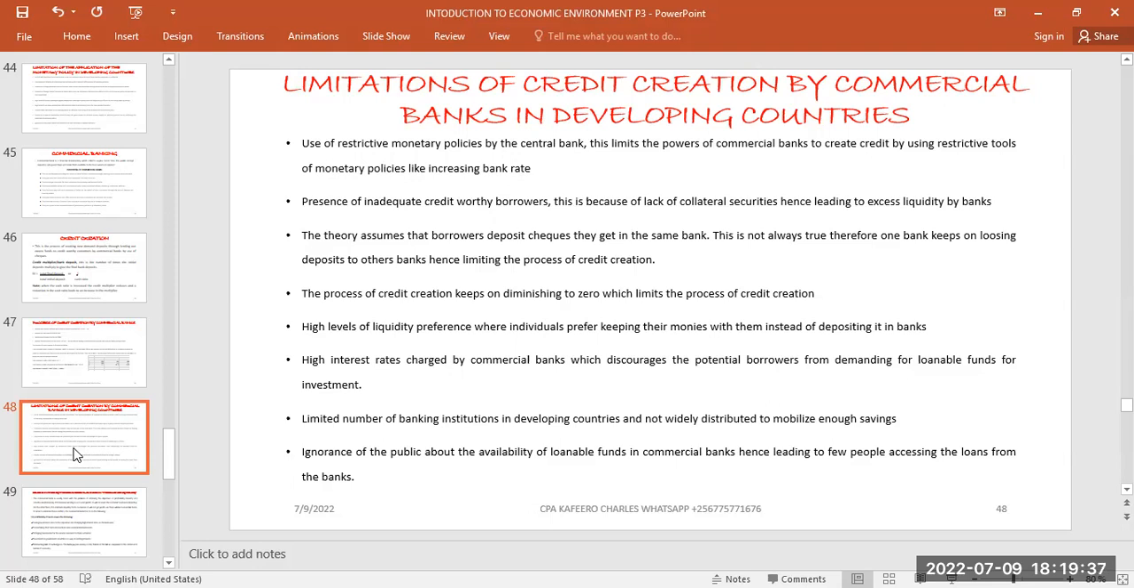Then the other one is ignorance of the public about the available loanable funds in the commercial banks. People have no idea that the money is there. What they only know is that they're just biased, because even if you try to do a survey, you find that people are very biased about banks. Whenever you talk about banks, someone has a very negative mindset of banks taking people's properties. So that limits also credit creation.